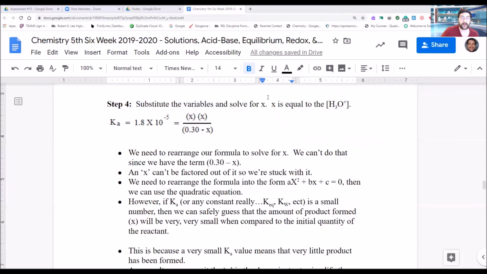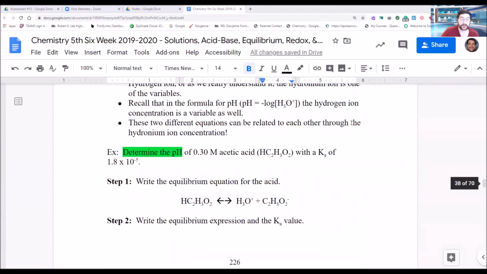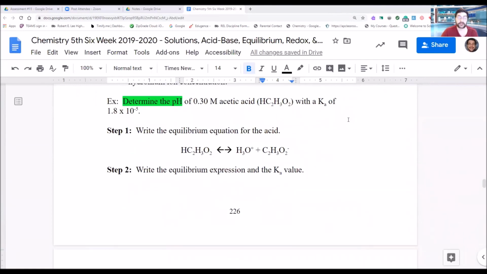Okay, so now that we have that, let's go through and try and work the problem. The original problem up here says determine the pH of 0.3 molar acetic acid with a Ka value of 1.8 times 10 to the negative fifth. So that's what we're going to do. We are going to figure out what that concentration is first for the hydronium ion, and then we're going to plug that into our negative log equation. So we're just going to plug into that formula that we had a second ago.